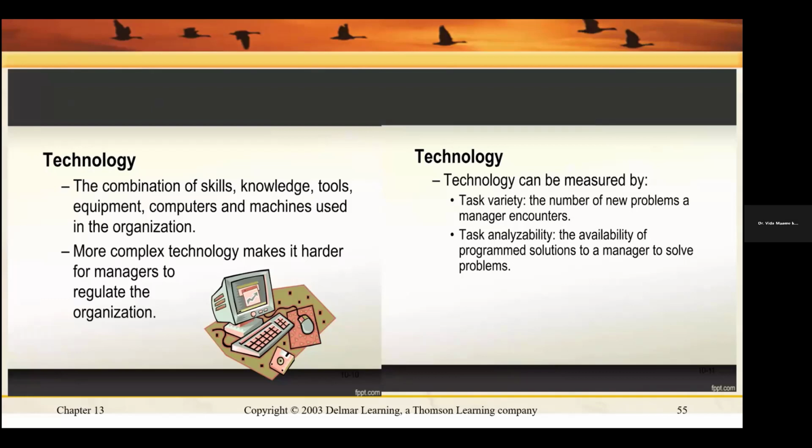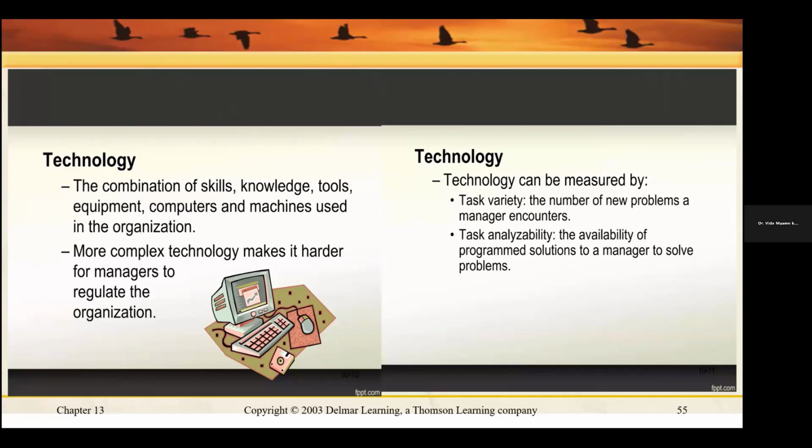organizational structure. Technology can be measured by task variety, the number of new problems a manager encounters, and task analyzability, the availability of programmed solutions to a manager to solve problems. We have all this now. We have a lot of things coming up that we can use. When you need to look for something, quickly you go to the net, you search, and simply, you get them.